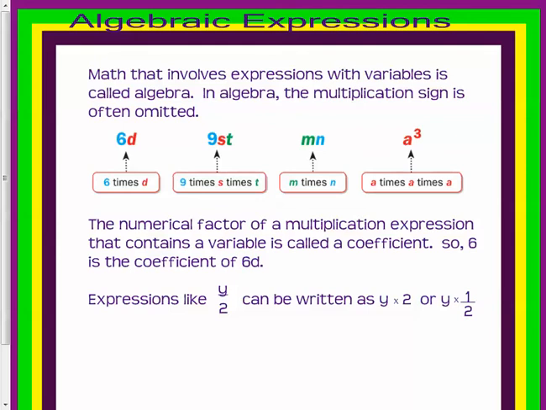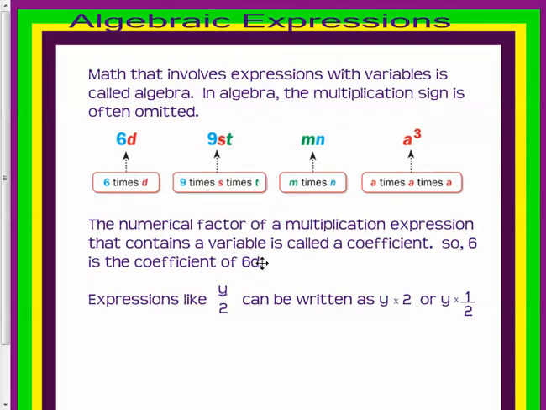In algebra, a multiplication sign is often omitted. So if you look here, if I have 6 times d, this is really like saying I have 6 unknowns and I'm multiplying them. Same thing here. I have 9 and I'm multiplying that times s and times t. M times n, and then this one is a power, so it's a times itself 3 times, or a times a times a.